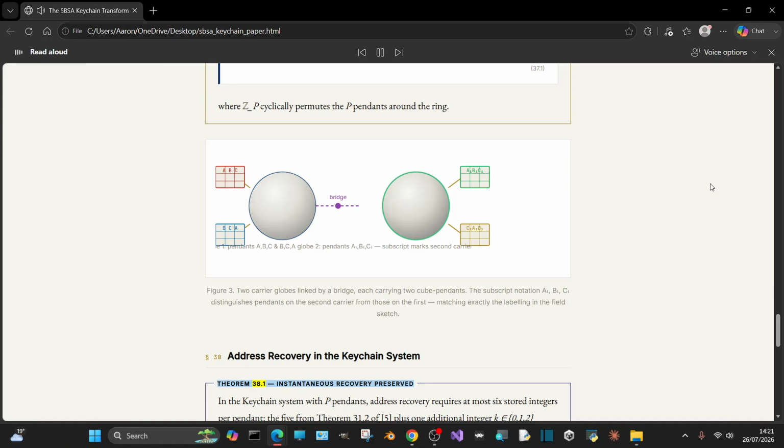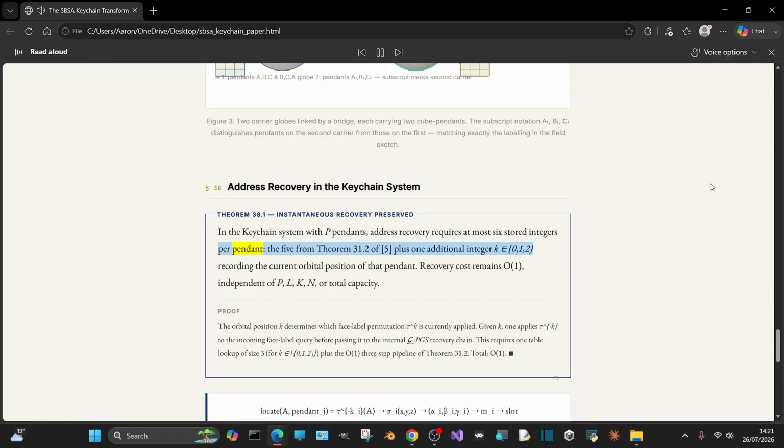Theorem 38.1 Instantaneous recovery preserved. In the keychain system with P pendants, address recovery requires at most 6 stored integers per pendant. The 5 from Theorem 31.2 of 5 plus 1 additional integer k set membership symbol as 0, 1, 2 recording the current orbital position of that pendant. Recovery cost remains O(1), independent of P, L, K, N, or total capacity.